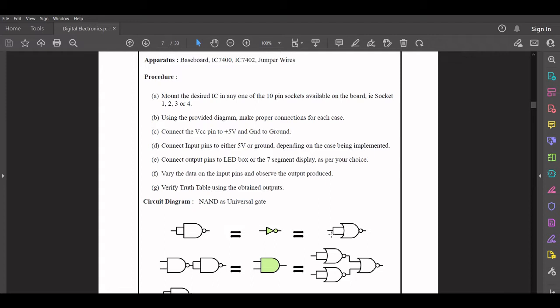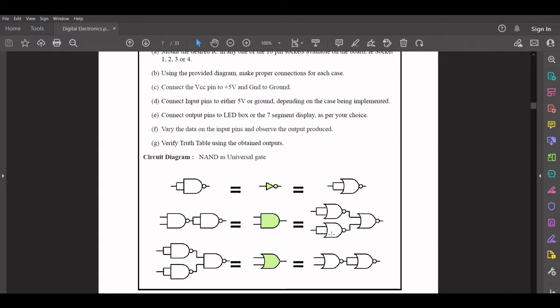You can vary the data on the input pins, and you can verify the truth table of all the other gates that you are experimenting for. Once this is done, you can note down your observations and also what you learned from this experiment.